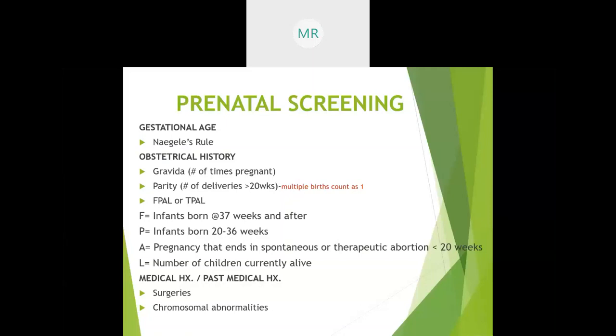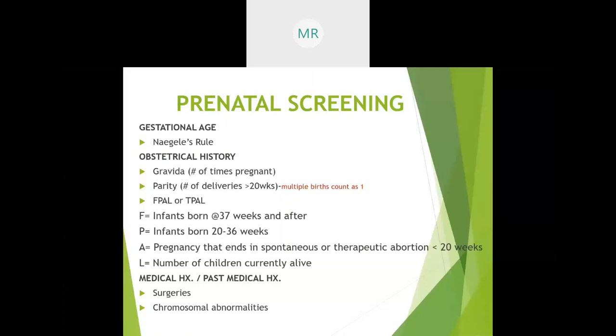So Nagel's rule is mom's first day of her last menstrual period. Not counting that month, you're going to go back 3 months and add 7 days. The example I gave was November 7th as the first day of her last menstrual period. If you go back 3 months, that is October, September, August 7th. If you add 7 days, that's August 14th. And don't forget to change the year.